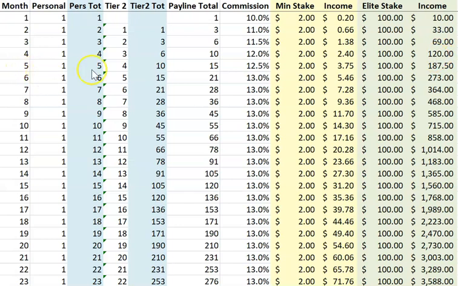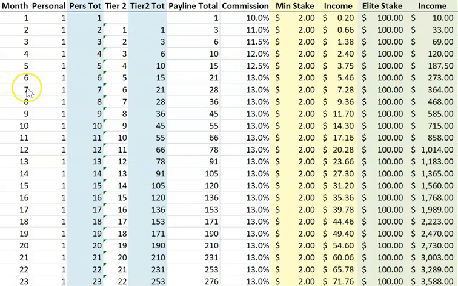Month 5, you've introduced 5 people, 1 a month. Your tier 2 has grown to 10 people, total of 15. You're now getting 12.5%, $3.75 at the minimum level, $187.50 if they're all at the elite level. That's a car payment. You could be driving a new car by this time. All you've done is introduce 5 people.